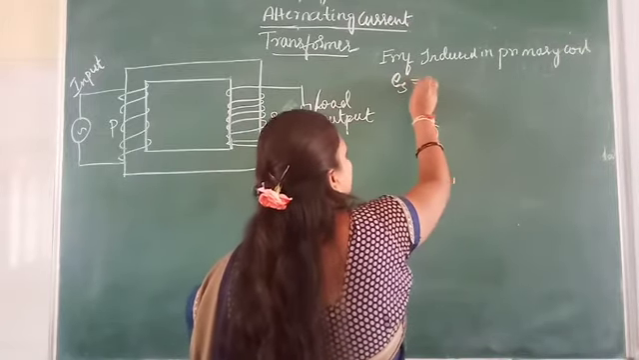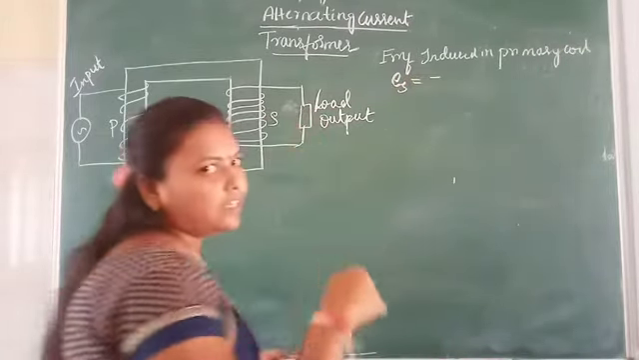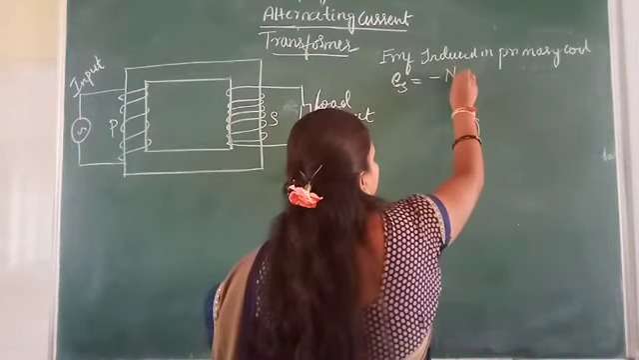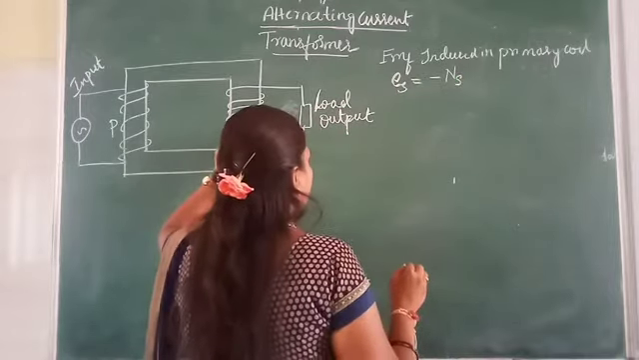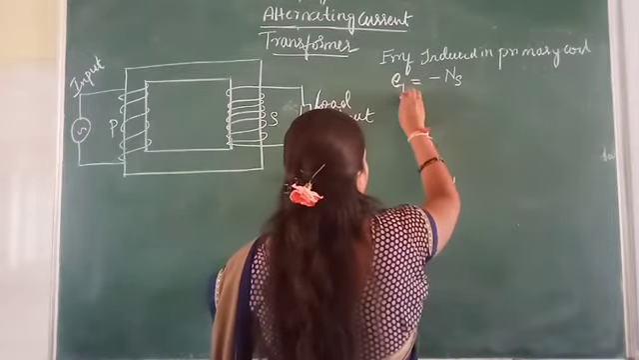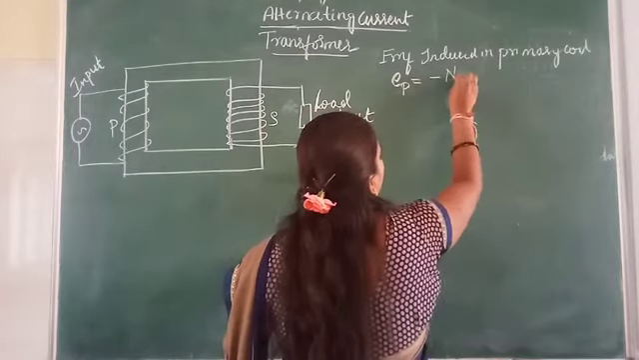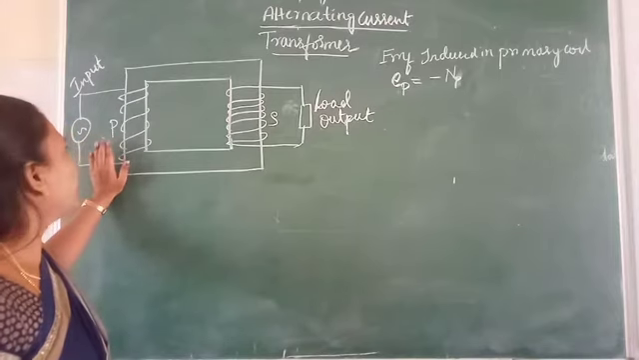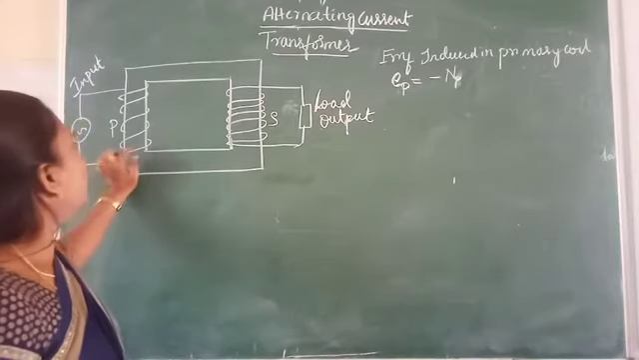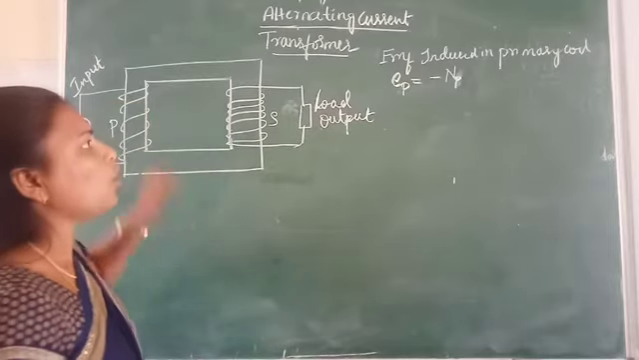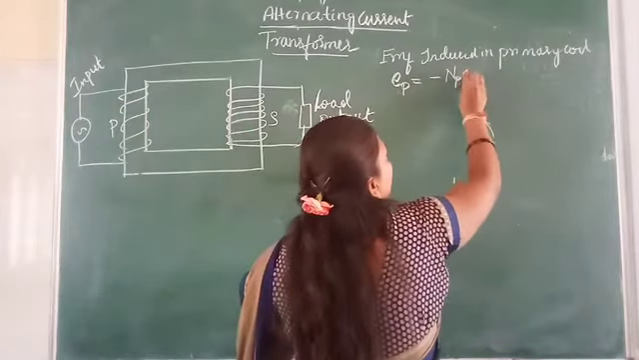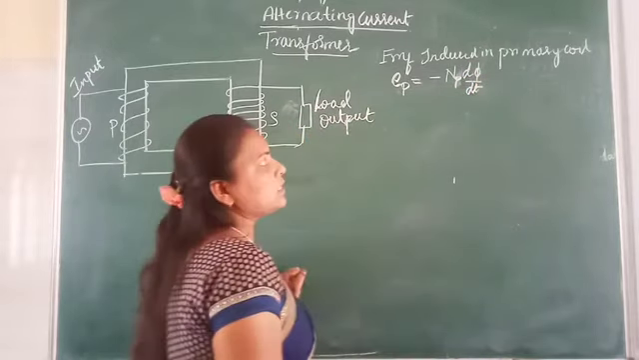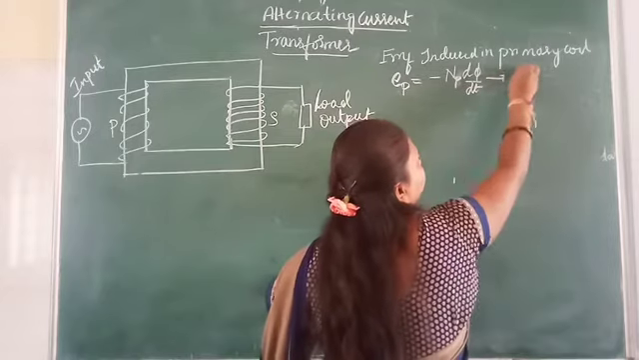EP is equal to minus L into di by dt. It depends on the number of turns of the primary coil. So the EMF induced in the primary coil is equal to minus the number of turns of the primary coil times the rate of change of magnetic flux. Let me call this equation 1.